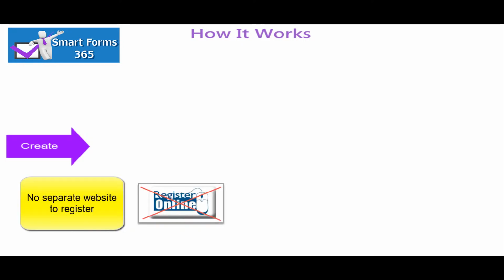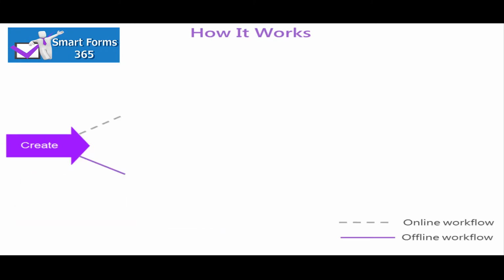Let's see how Smart Forms 365 works. Create forms just by dragging and dropping different question types required in the form. Forms are created within the app itself, so there is no separate website to log in or register. The app supports both online and offline workflow.